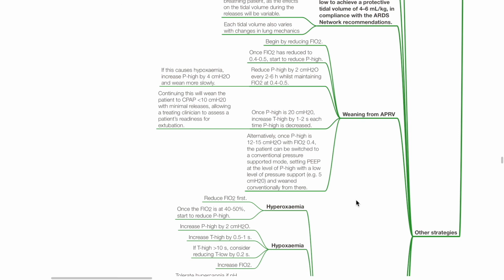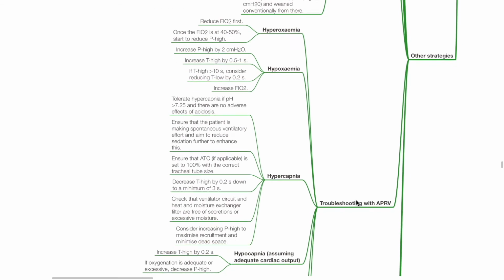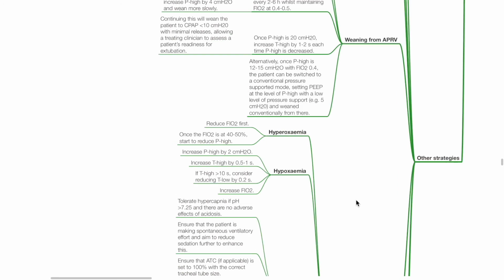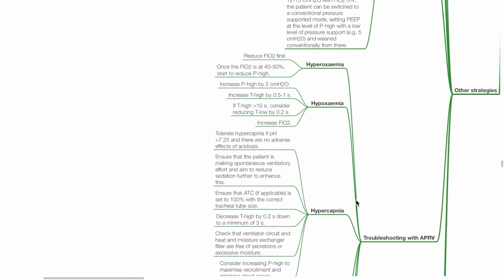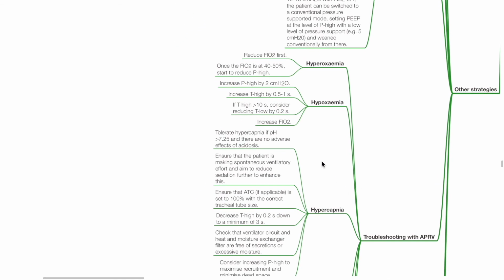Alternatively, once P high is 12 to 15 cm H2O with FiO2 of 0.4, the patient can be switched to a conventional pressure-supported mode, setting PEEP at the level of P high with a low level of pressure support, such as 5 cm H2O, and wean conventionally from there. Troubleshooting with APRV. If there is hyperoxemia, reduce FiO2 first. Once FiO2 is at 40 to 50%, start to reduce P high. If there is hypoxemia, increase P high by 2 cm H2O intervals, maximal 30 cm H2O.